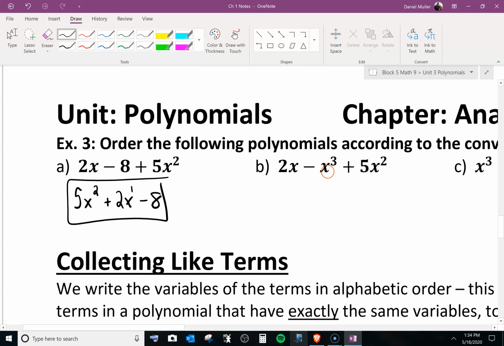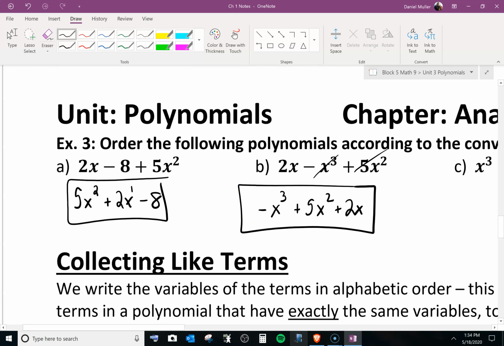Here, you've got an x cubed, but if you look in front, it's a negative, so it's a negative x cubed. Then you've got an x squared, and it's a positive 5, so a positive 5x squared. And then we have a 2x, and it's positive, so we're going to do a positive 2x. Notice there's no plus sign there, but that's because that's the beginning. Here it's at the end, so I had to put the plus sign. Moving on.